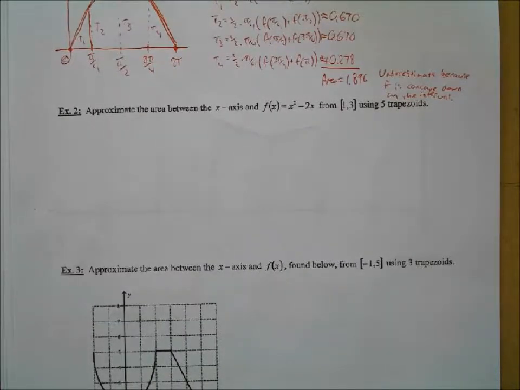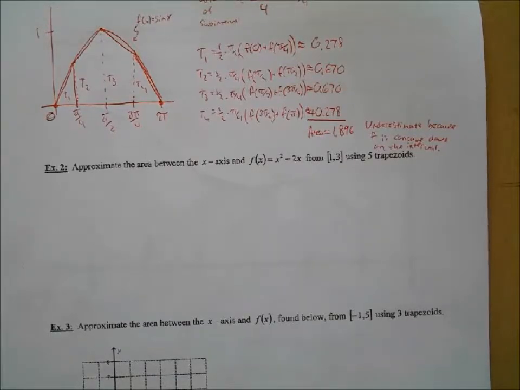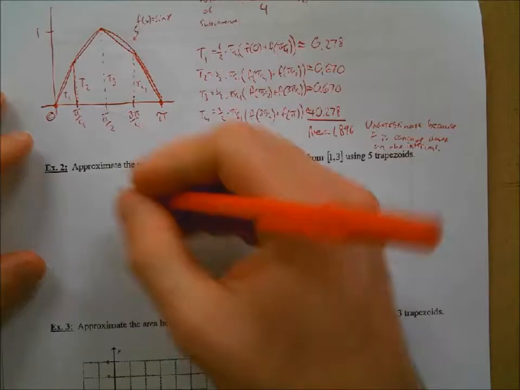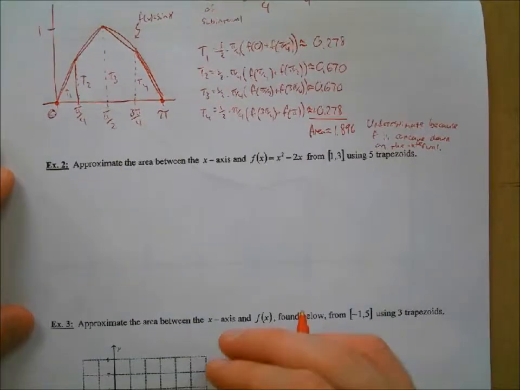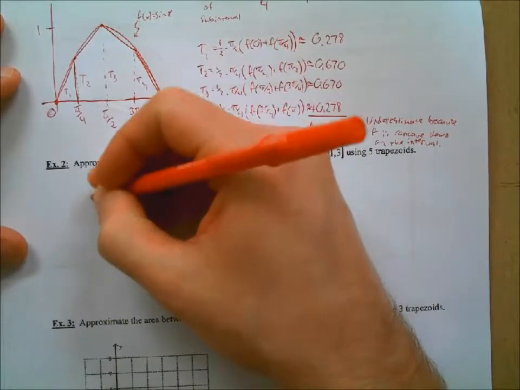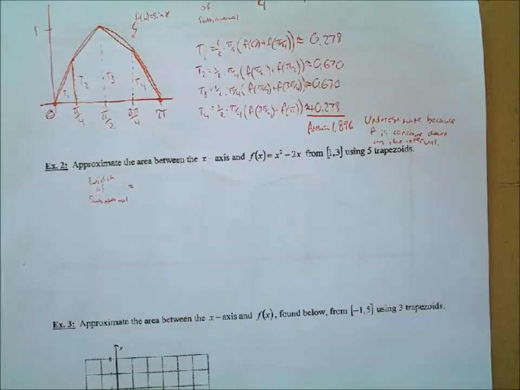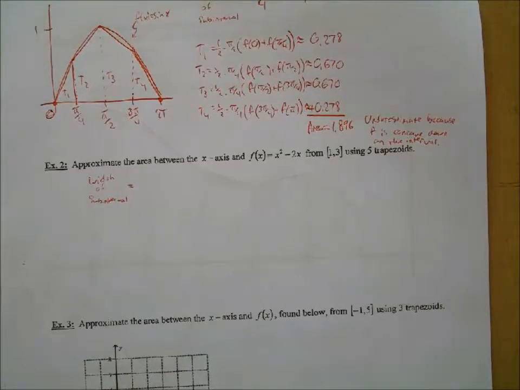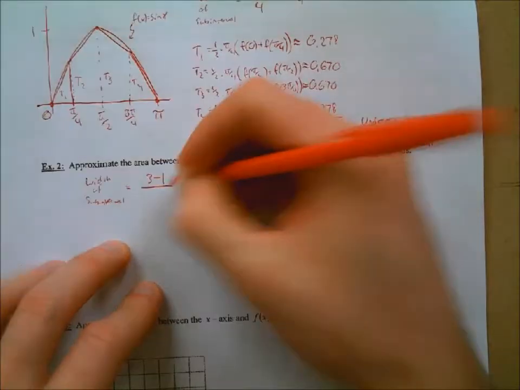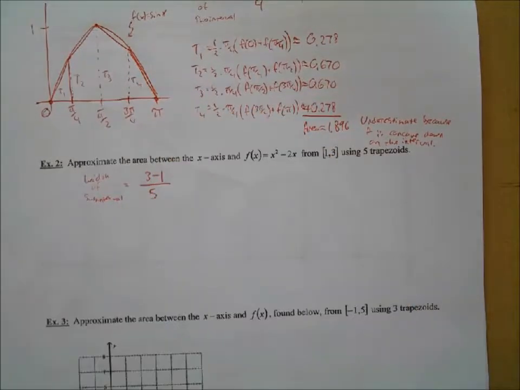So let's try this one here. We're going to approximate the area between the x-axis and the curve x squared minus 2x, from 1 to 3, using 5 trapezoids. So again, let's figure out what the width of our subinterval is going to be. What's the full distance we want to travel? 2, right? We're going from 1 to 3. We can figure that out by doing 3 take away 1. But we want to divide that full distance into 5 equal subintervals, so we'll divide it by 5.